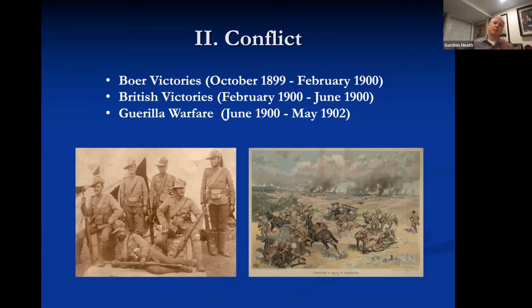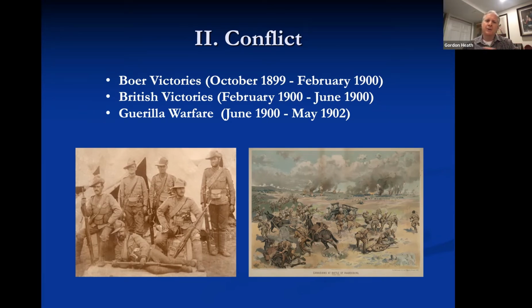And then you have a string of British victories that leads to the conquest and capture of the republics, at least the capital cities of the republics. And then there's a switch to guerrilla warfare. The Boers realize they can't beat Britain on the battlefield. By now, Britain has just overwhelmed the Boers with numbers and armament.